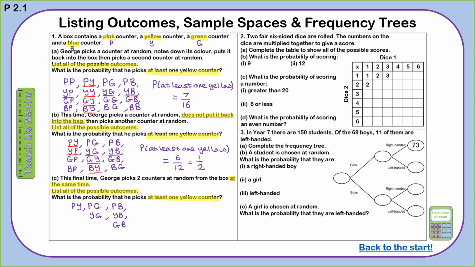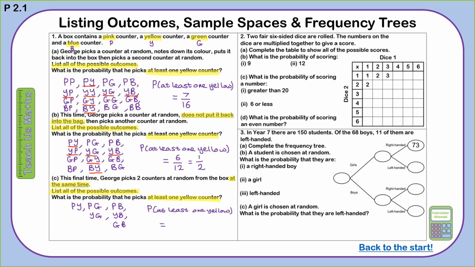And then moving on to the final row, in fact we've got all of these outcomes already. Blue and pink is the same as pink and blue. Blue and yellow is the same as yellow and blue, and blue and green is the same as green and blue. So basically we've got half of the outcomes that we had in part B because of these repeats.